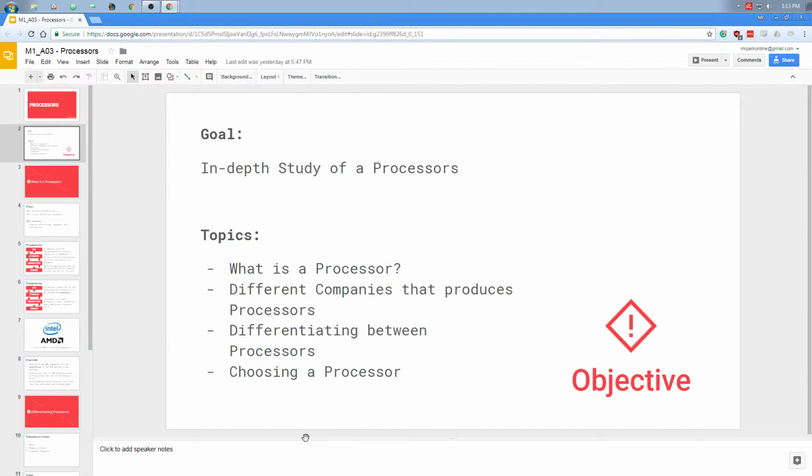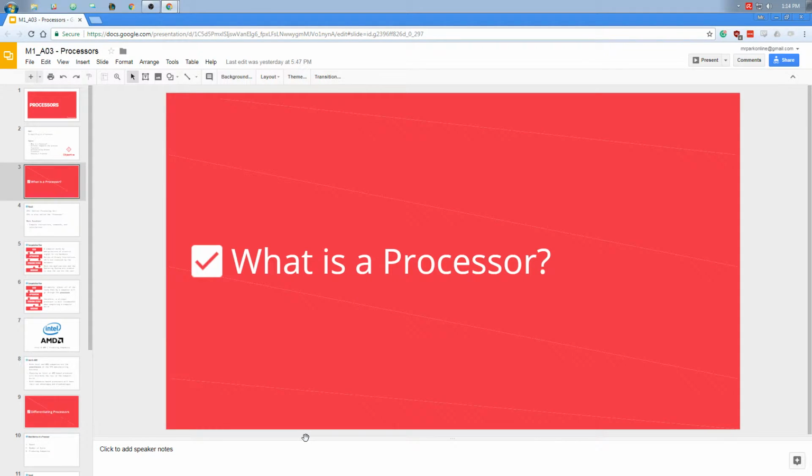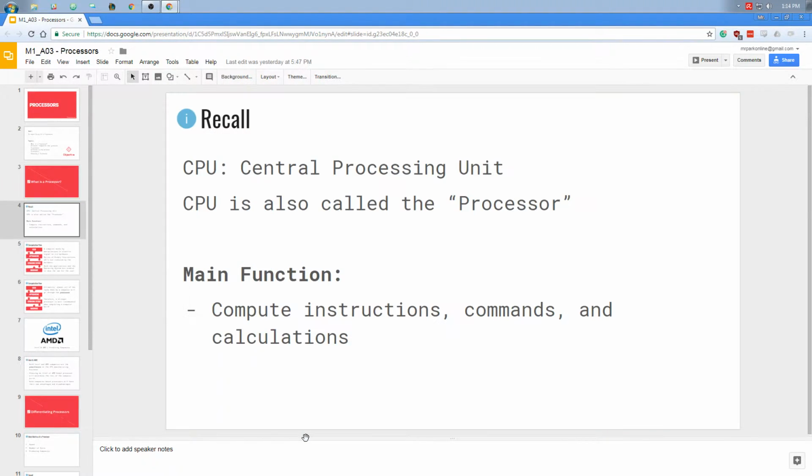And today's goal is to really do an in-depth study of what a processor is. Today we'll talk about what is a processor, the different companies that produce processors, and how to differentiate between processors and actually choosing a processor for your computer build. So let's start off with what is a processor.